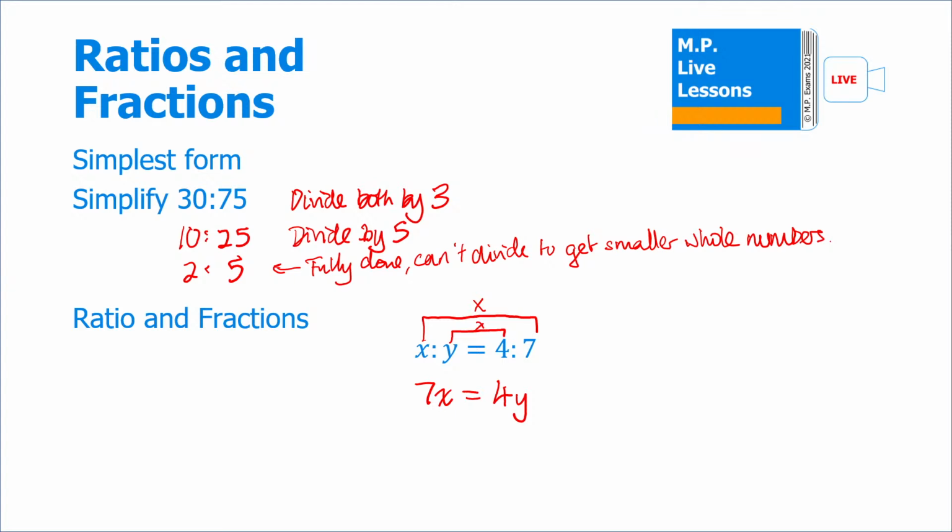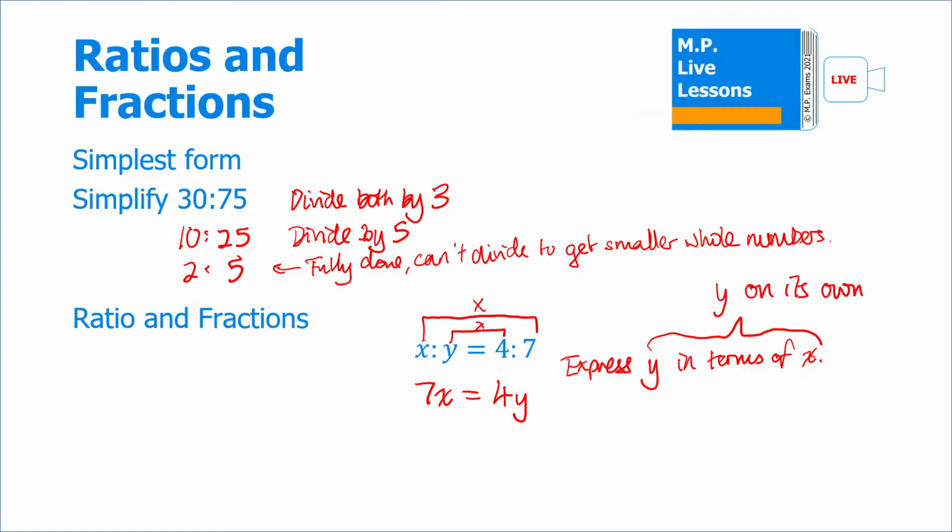For example, you could express y in terms of x. This means y on its own. So this would be y equals, and since we divide both sides by 4, we get 7 over 4 x.